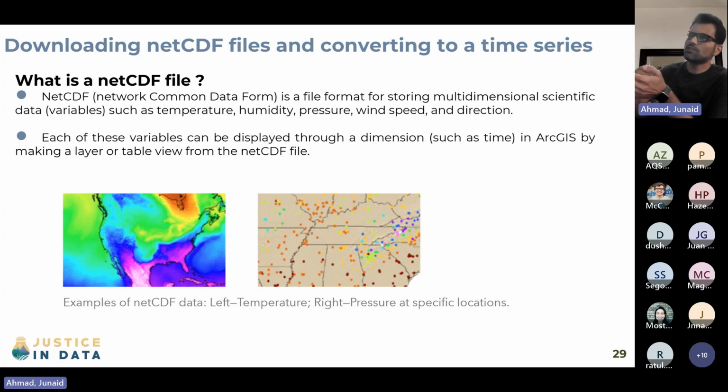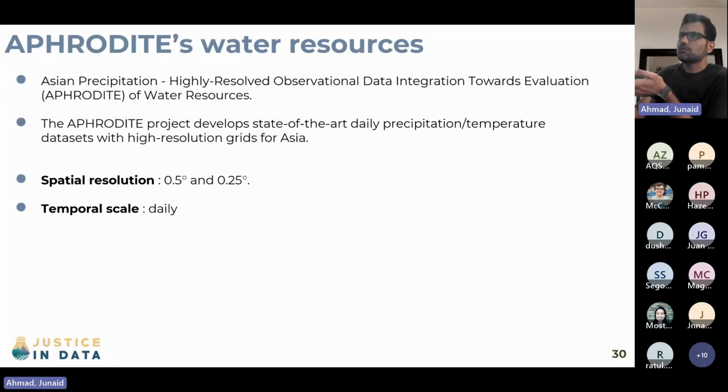So if it is daily, then for each day it will be different. Similarly, if it is for pressure or any other variable. So what is Aphrodite? Aphrodite is actually only for the Asian region. So audience from Asia might be interested in this data set, because I know in countries like Pakistan, because I'm from Pakistan, I've observed the data is not easily available.